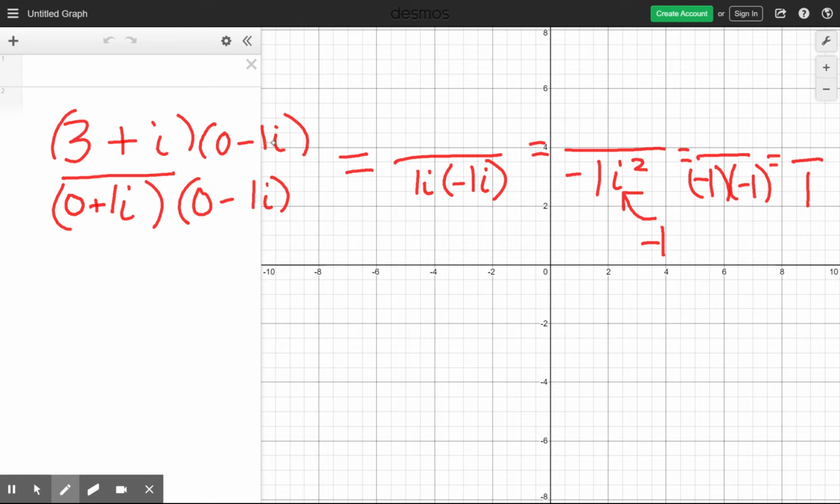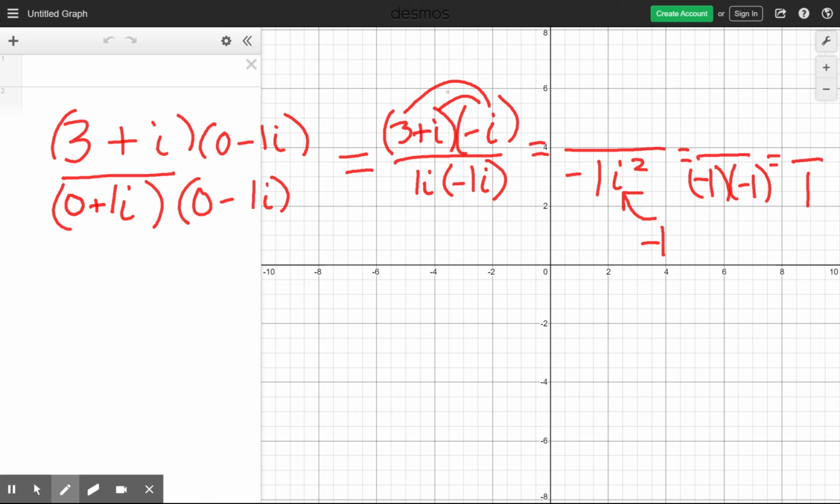Now let's go back and do the numerator. We have 0 - 1i here. So this will give us 3 + i times just a negative i, because 0 - 1i would be negative i. Now we need to distribute the negative i throughout the numerator.